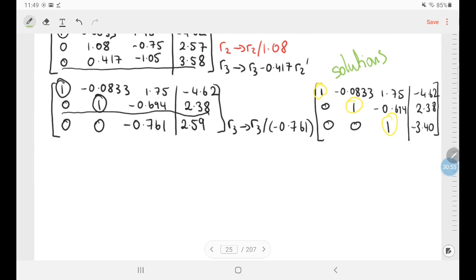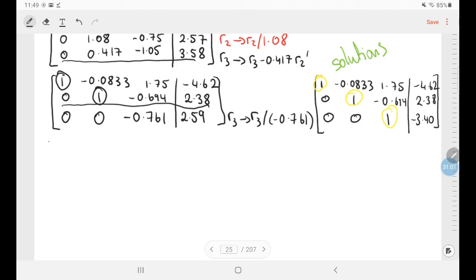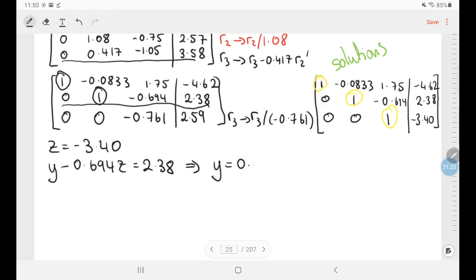So now we need to find the solutions. The first, or rather the last, we work from the bottom. It says 1z is equal to minus 3.40. Done. The second one then says y minus 0.694z is equal to 2.38. Now I'm going to go a little bit fast here. So I'm going to say y is equal to 2.38, and I'm going to add the 0.694z to both sides. So I get on my calculator plus 0.694 times z, which I know is minus 3.40, and I get y is equal to 0.0204.